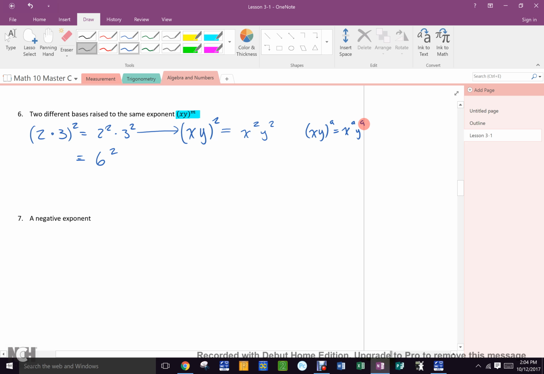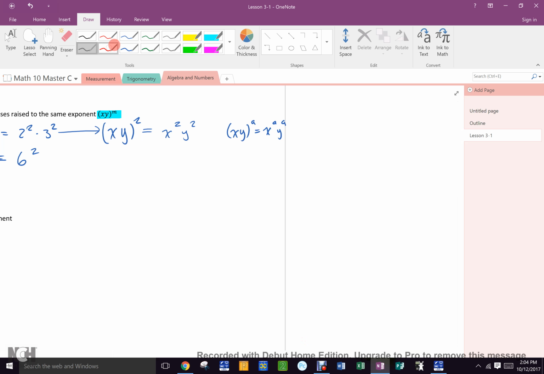Right? Do all previous laws apply? Yes. So don't write this down. What is this one? X cubed, y to the 4th, z to the 6th, squared. Just think about your answer.